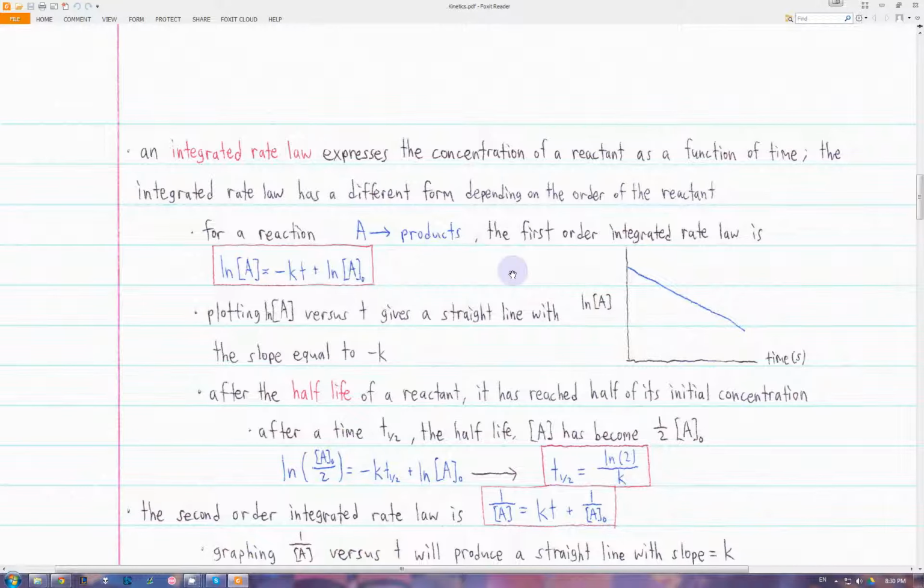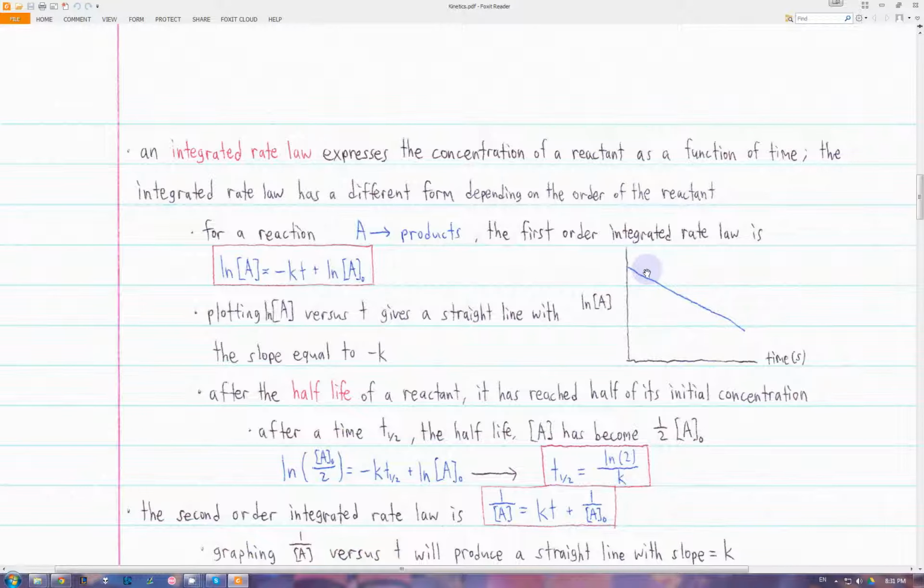So if you compare this equation to the equation of a line, y equals mx plus b, you can see that this can be turned into a linear equation, where y is the ln of the concentration, m, the slope, is negative k, x is t, and b, the y-intercept, is ln of the initial concentration. So if we make a graph of ln of the concentration on the y-axis and time on the x-axis of a first order reaction, it will be a straight line where the slope is equal to negative k.